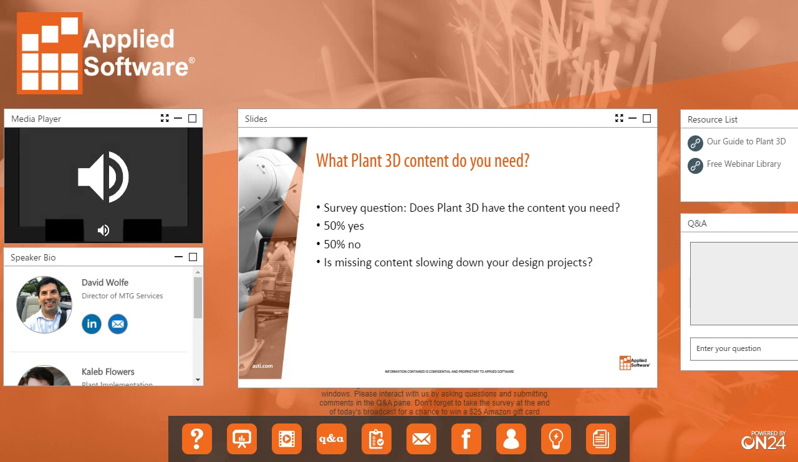Let's see. Ralph is asking for database or table driven specs. I assume they're talking about scheduling and materials filling in the model while you route. Is that your take on that, Owen? Is that probably what they're asking about?